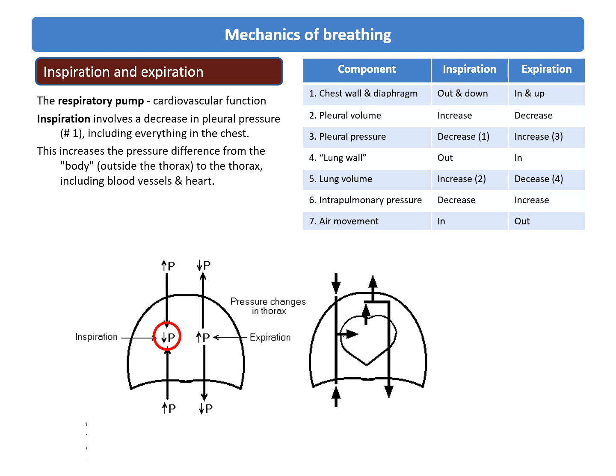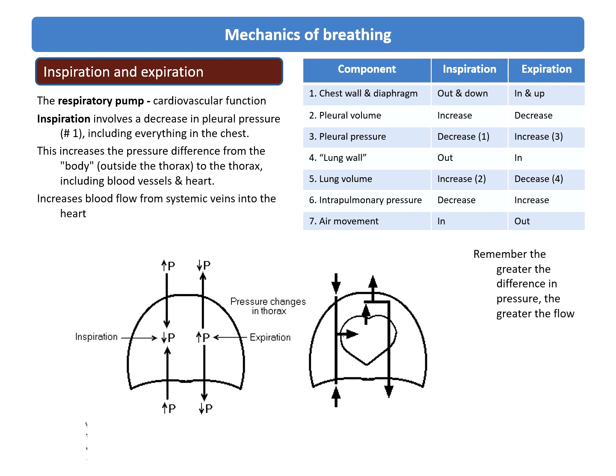Now, the increase in pressure difference from the body to the thorax, resulting from a decrease in pleural pressure, this includes everything in the chest, including blood vessels and heart. When that happens, it increases blood flow in the systemic veins into the chest and into the heart. Remember, the greater the difference in pressure, the greater the flow. So the act of inspiration has lowered the pressure inside the chest compared to the pressure outside of the chest.